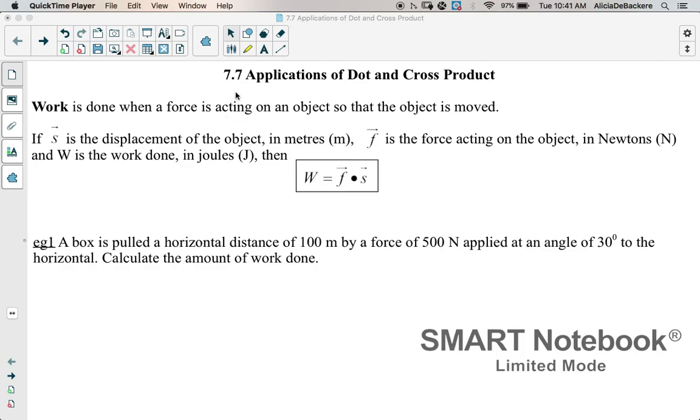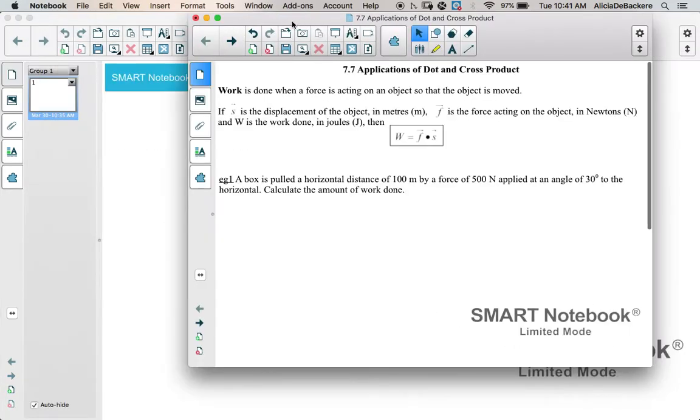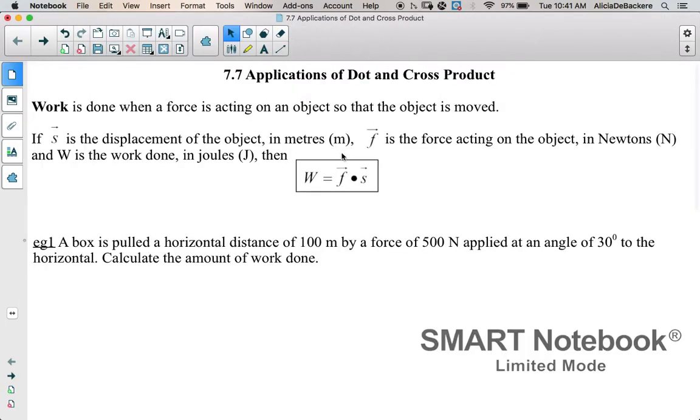Okay, welcome to lesson 7.7. We're going to look at some applications of dot and cross product today. So the first application we're going to look at is called work.